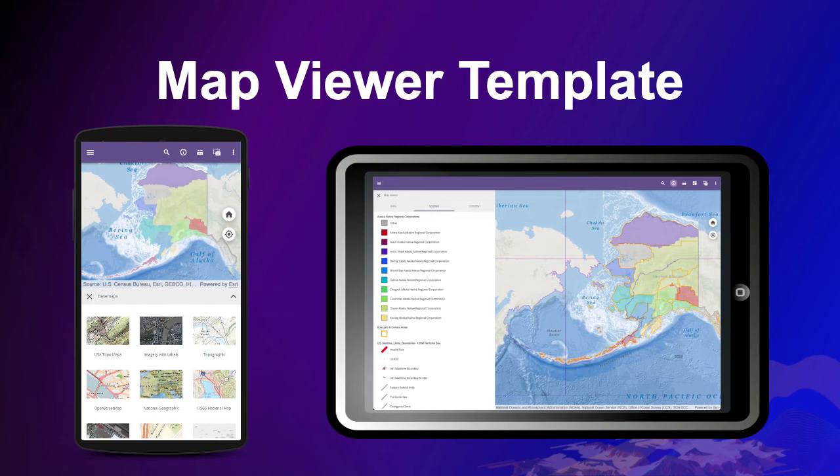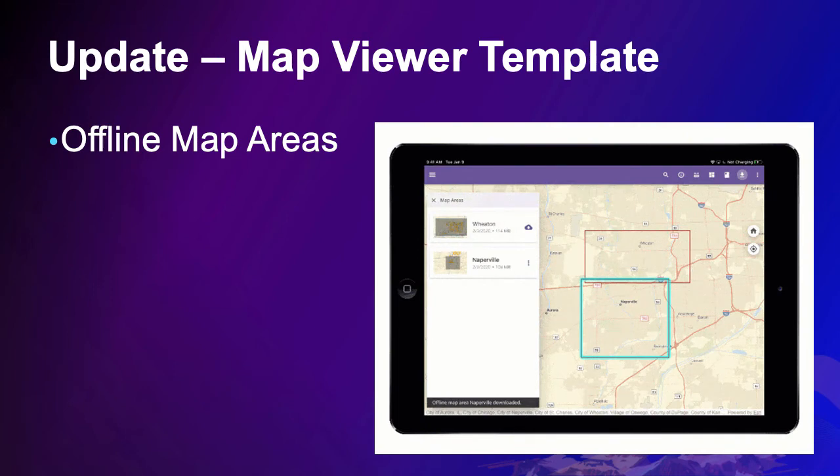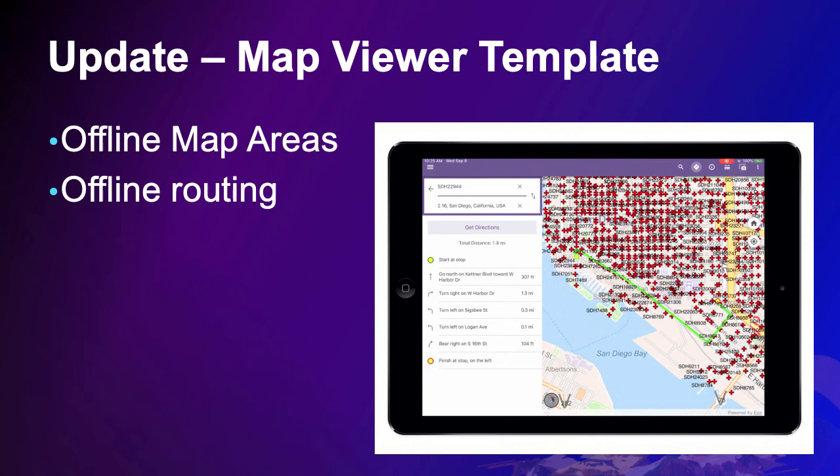But in the last year, we've added more functionality. I want to go through a few of those things. We now can work with offline map areas. So if you create an offline map area in ArcGIS Online or Enterprise, we can download that and take the data and work with it offline. You can create a map with an offline routing package, so you can actually route to different locations while running offline.